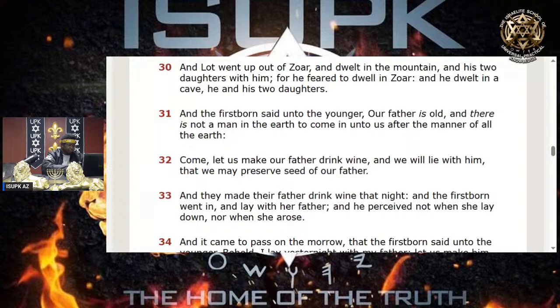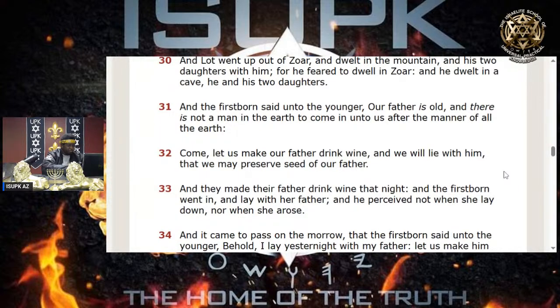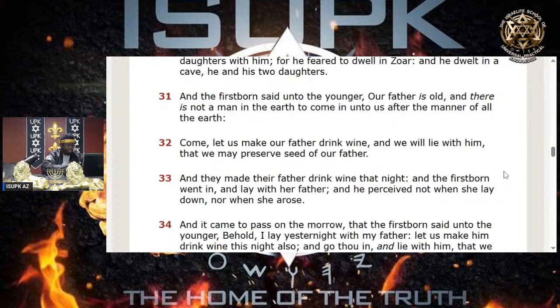Verse 33. And they made their father drunk with wine that night, and the firstborn went in and lay with her father, and he perceived not when she lay down, nor when she arose. So he was so drunk he didn't realize that she came in, had sex with him, and that she got up and left. Right? He was that drunk.